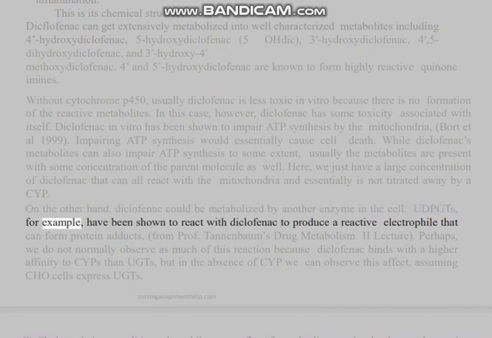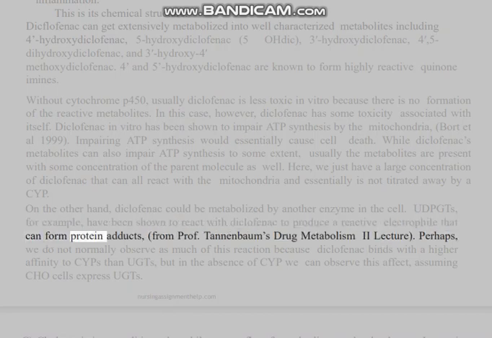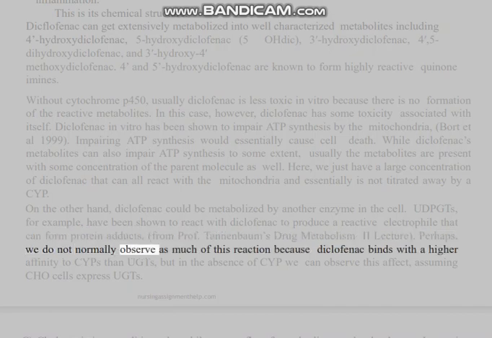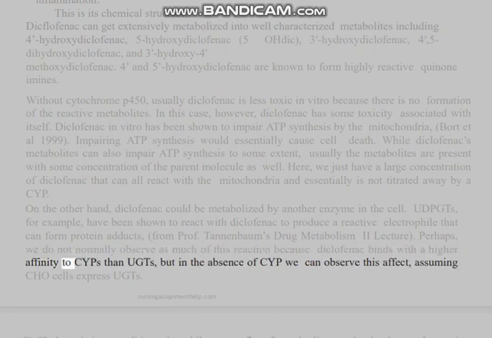On the other hand, diclofenac could be metabolized by another enzyme in the cell. UGTs, for example, have been shown to react with diclofenac to produce a reactive electrophile that can form protein adducts, from Professor Tannenbaum's drug metabolism lecture. Perhaps we do not normally observe as much of this reaction because diclofenac binds with a higher affinity to CYPs than UGTs, but in the absence of CYP we can observe this effect, assuming CHO cells express UGTs.